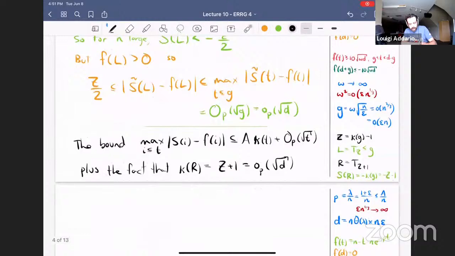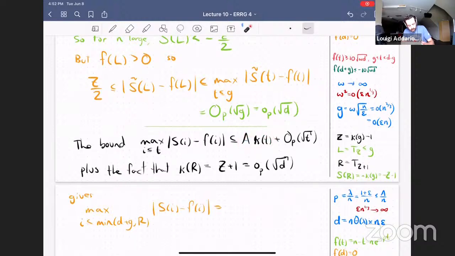Okay, so that tells us that if we're willing to stop looking, so if we take t to be the minimum of time d plus g and this time r when we finish exploring that component, then at that time the bound on kappa t is at most a z plus 1, so we get a little o root d from the first term, and then a big O root.